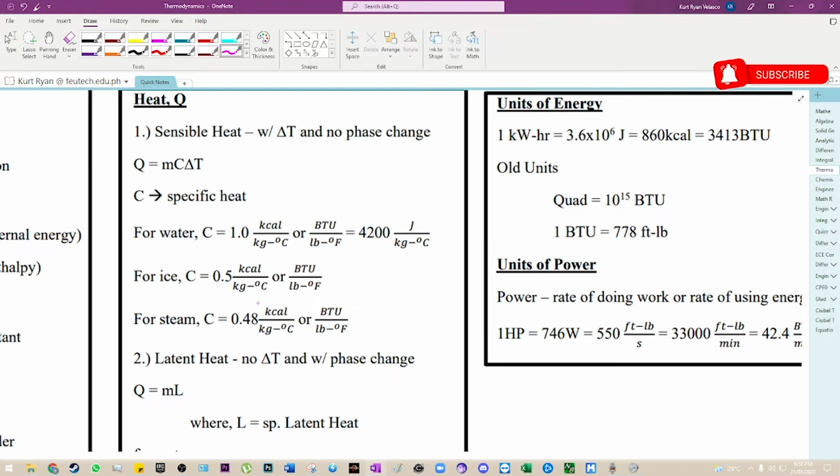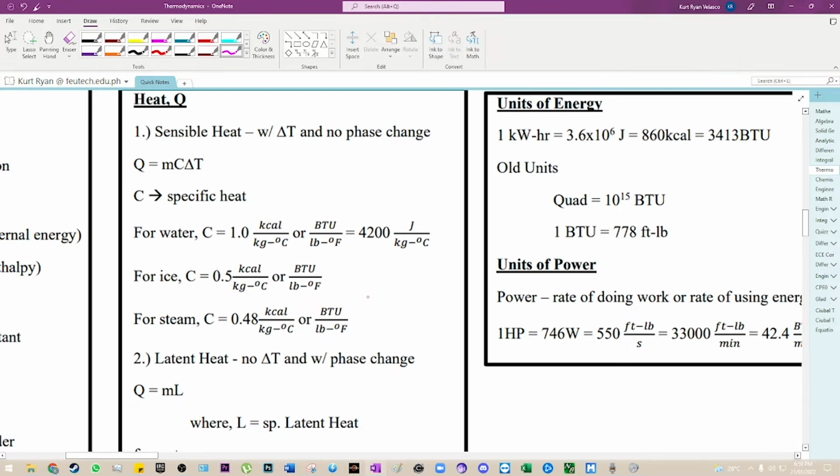Now the formula for the sensible heat, or Q, is equal to mc delta T. Of course, c is the specific heat. So we have here the values of c for water, ice, and steam. I won't be reading this one. You can just take note of this.